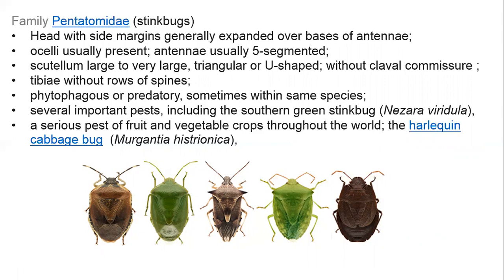Scutellum large, triangular, and never covering the entire abdomen, covering about half the abdomen. Tarsi 2 or 3 segmented. Head with side margins generally expanded over the base of the antennae. Ocelli usually present. Tibia without row of spines. So these are the pentatomid bugs which are present in this family.